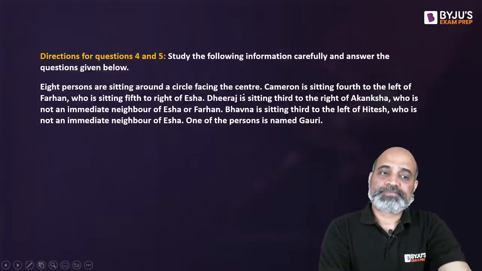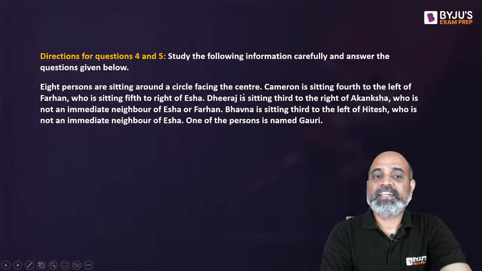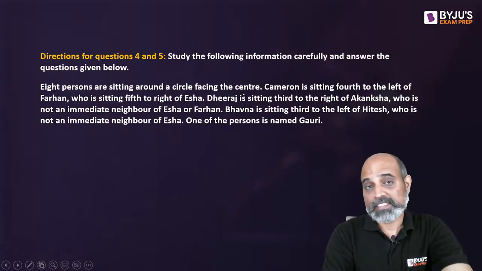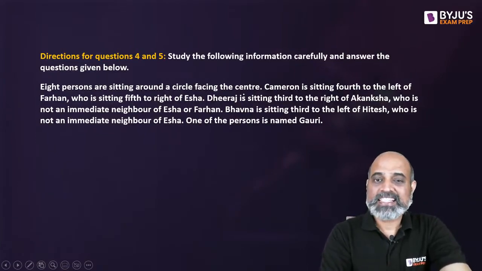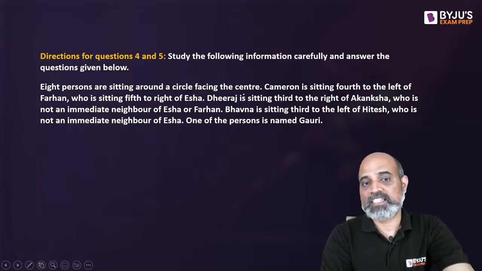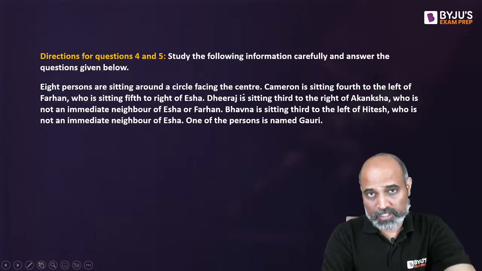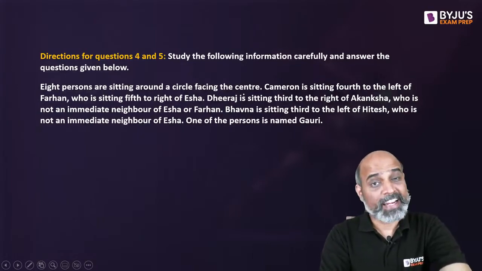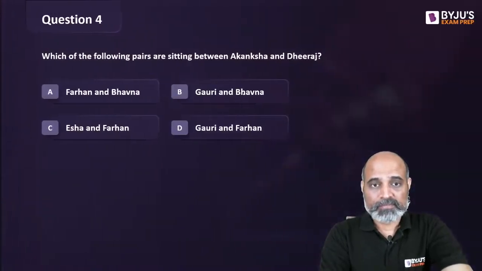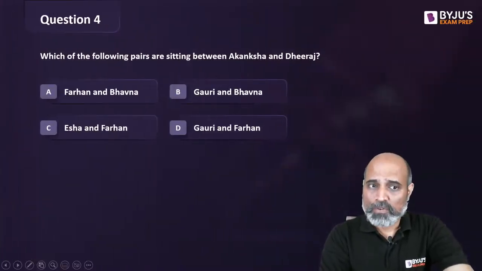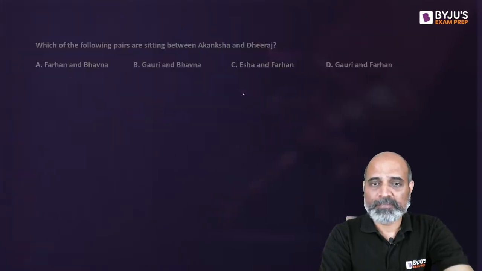The next question. 8 persons are sitting around a circle facing the center. So C is sitting fourth to the left of F, who is sitting fifth to the right of E. Dheeraj is sitting third to the right of A, who is not even an immediate neighbor, and so on and so forth. So there is a lot of information. There are 8 people now. So the question is, which of the following pairs sit between them?